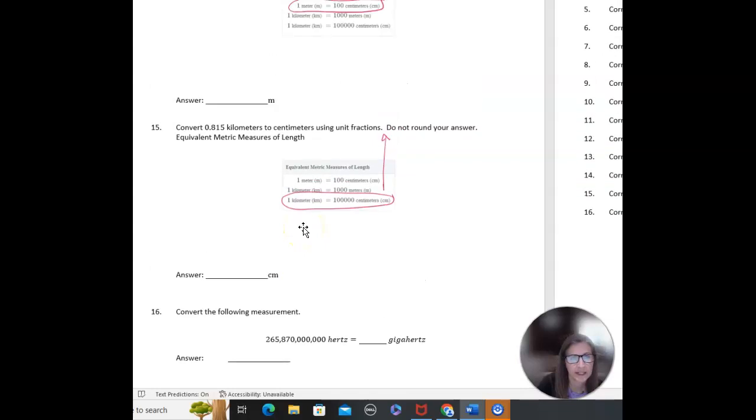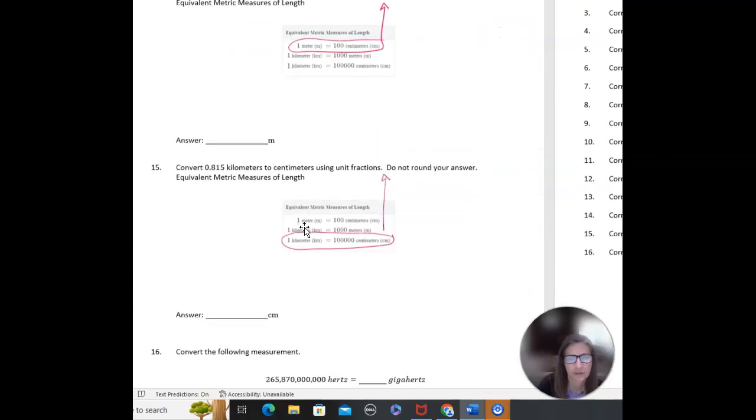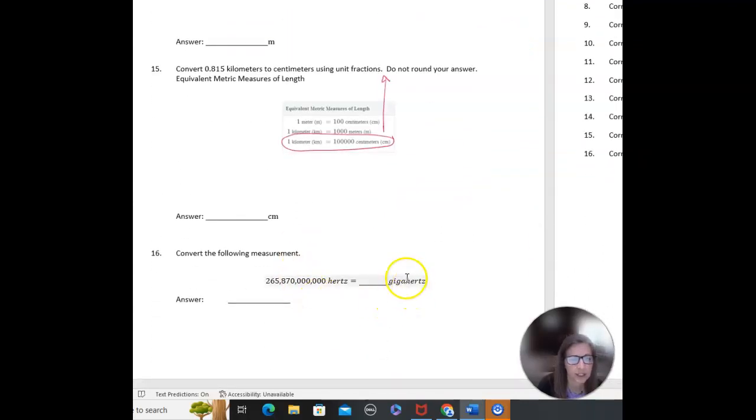Oh my, they did not give you the conversion factor for this last problem. How frustrating. They gave you the table for every single one except for hertz and gigahertz. To be honest, I don't have my phone. What does giga mean? Google that, or look it up in Hawks. I don't know why the conversion table's not here, so we need to convert hertz to gigahertz.